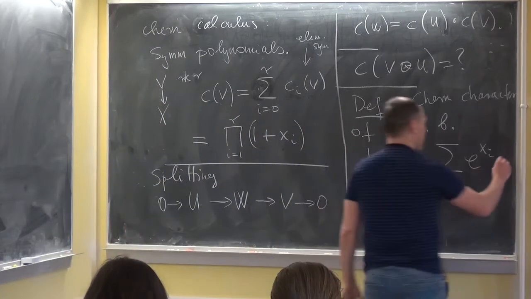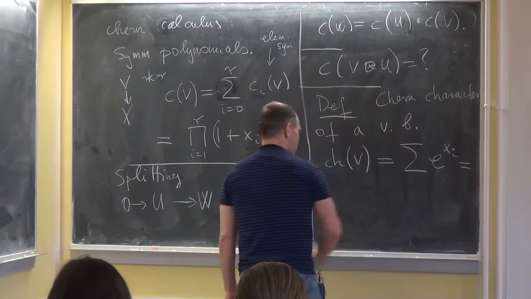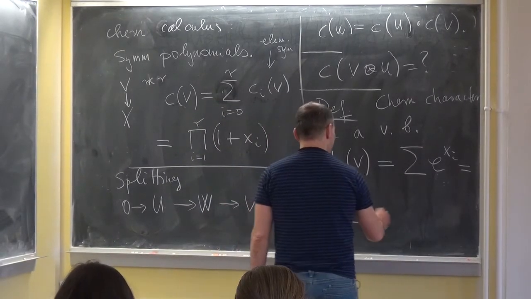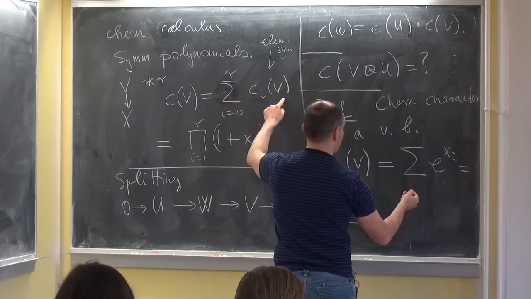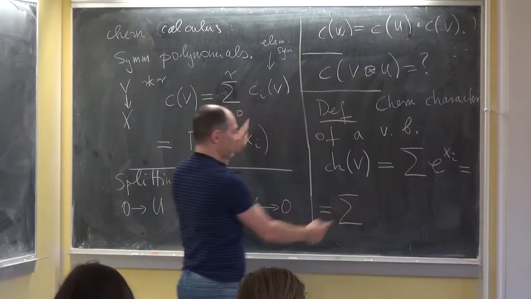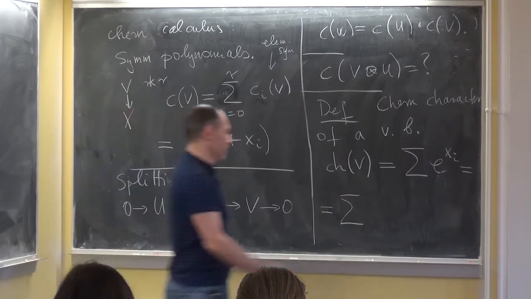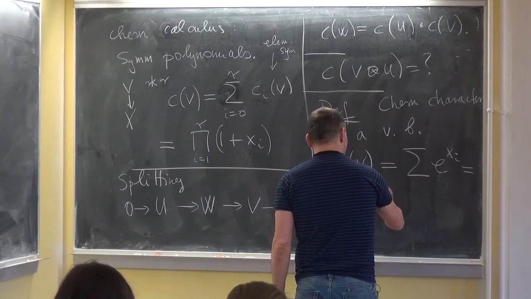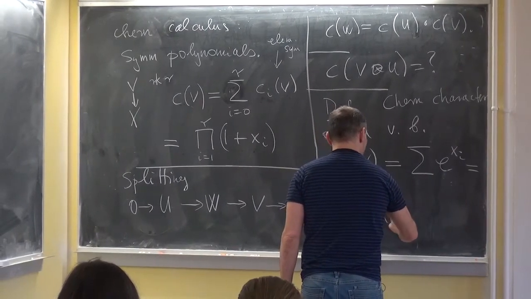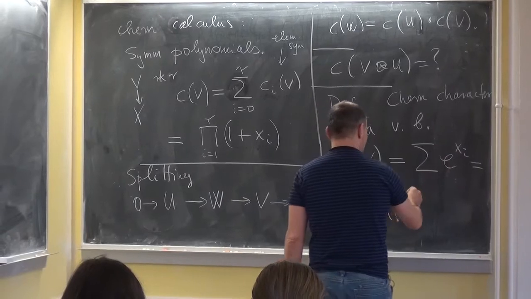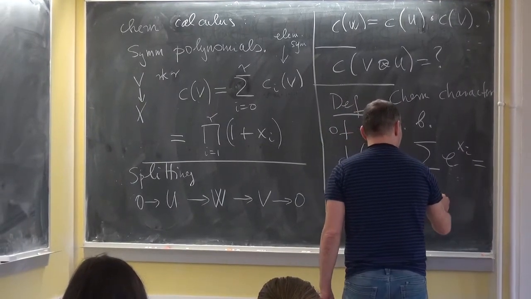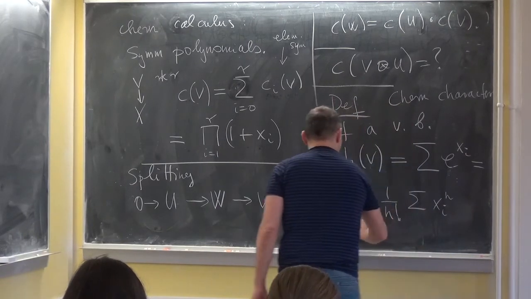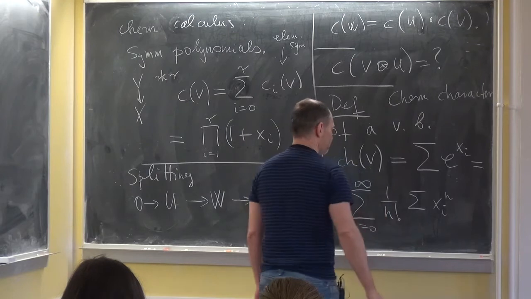And so what are these? Let's write these out. So this is just the sum of, let's write it down in the x_i form now, in a slightly different form. So this is the sum of 1 over n factorial times the sum of x_i to the n, right? So n goes from 0 to infinity.